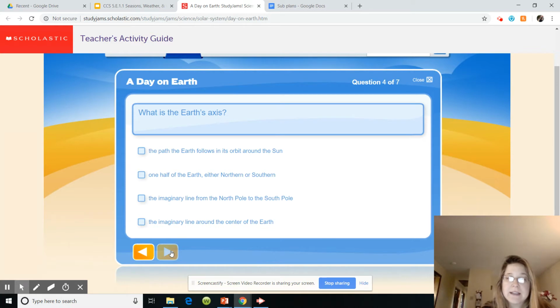What is the Earth's axis? The path the Earth follows in the orbit around the Sun. One half of the Earth, either northern or southern. The imaginary line from the North Pole to the South Pole, or the imaginary line around the center of the Earth. Its axis.